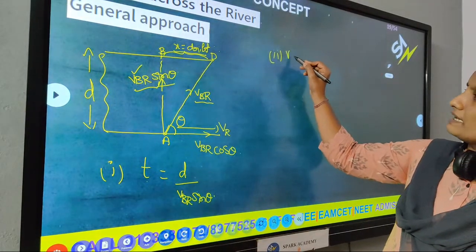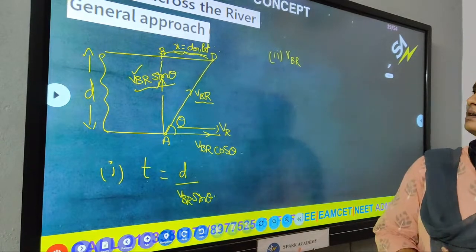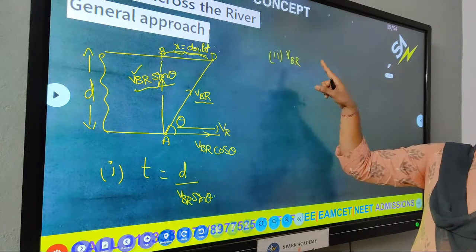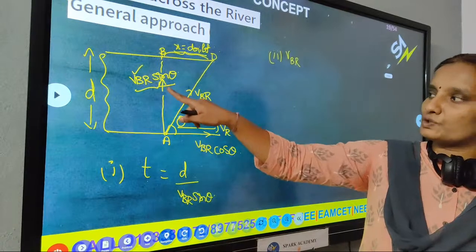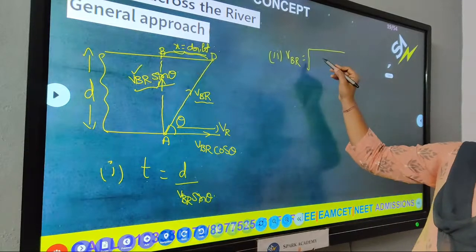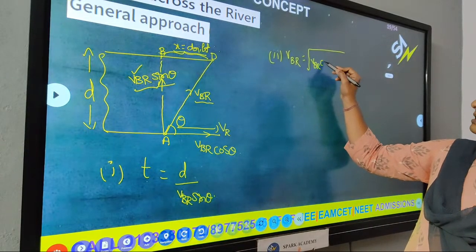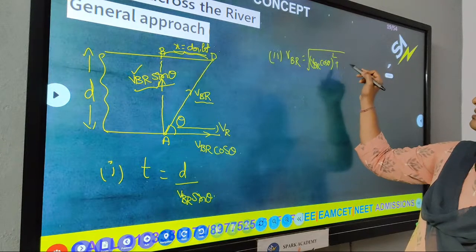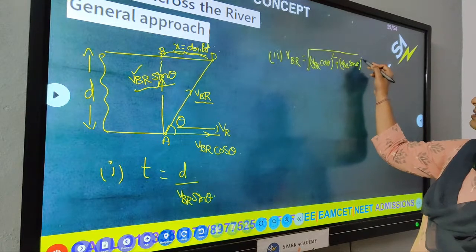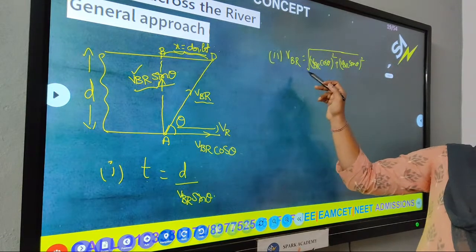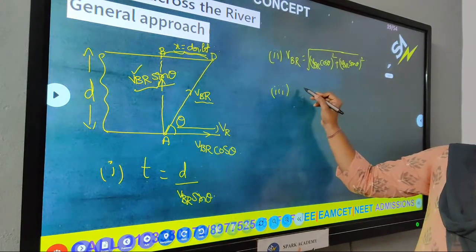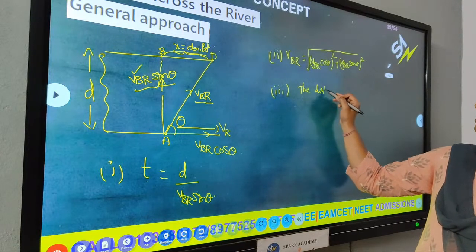And if they are asking what is the relative velocity of the boat, meaning velocity of boat with respect to river, this is the resultant of these two. So we need to take the square root, as it is making angle theta. With that we can write: VBR cos theta whole square plus VBR sin theta whole square. That is the relative velocity of the boat. And they can ask what is the distance along the river flow.